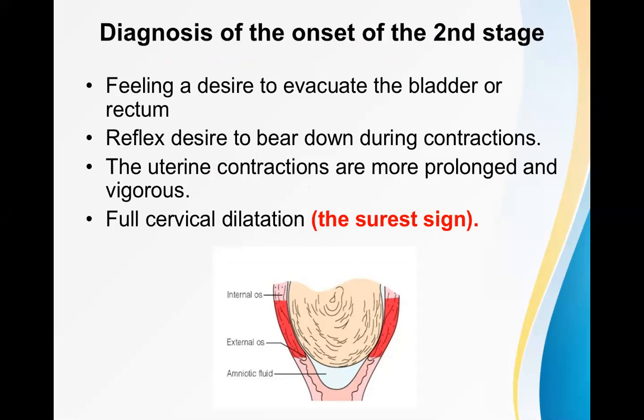And how does the baby come down? The most important force is uterine contraction. So it has to be more prolonged and more powerful. And another very important point is the cervix has to be fully dilated, that is 10 centimeters. And this is the surest sign that the lady has entered into the second stage of the labor.